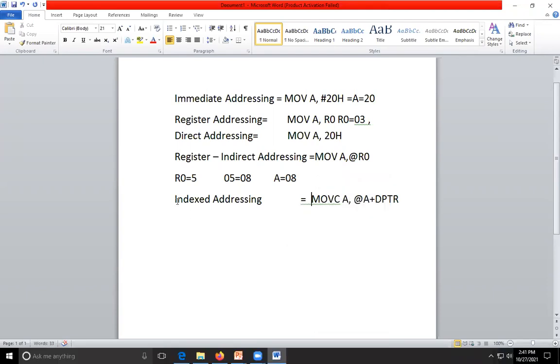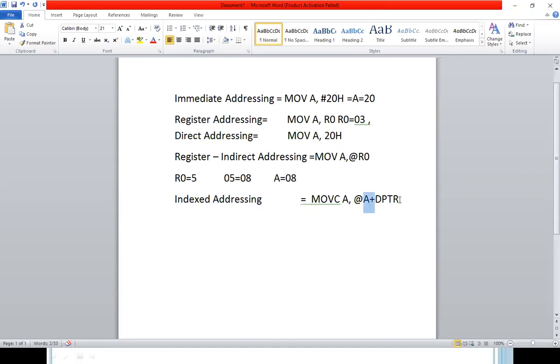And this is the index addressing mode. It is the value of the accumulator plus the value of the DPTR. You have to add these two values. This is not a value, it is a location. At that location some 8-bit value is there, and this 8-bit value is transferred to the accumulator. But for that instruction, we have to use the opcode MOVC. So these are the addressing modes. Please remember these addressing modes.